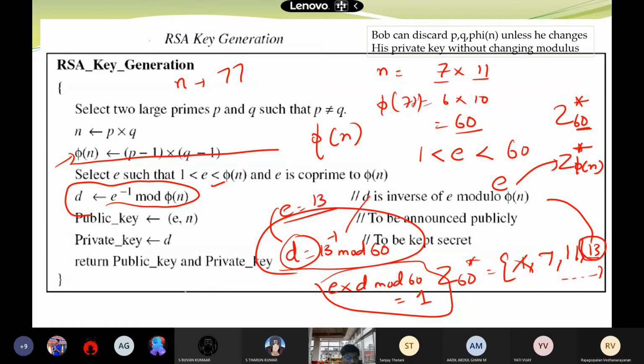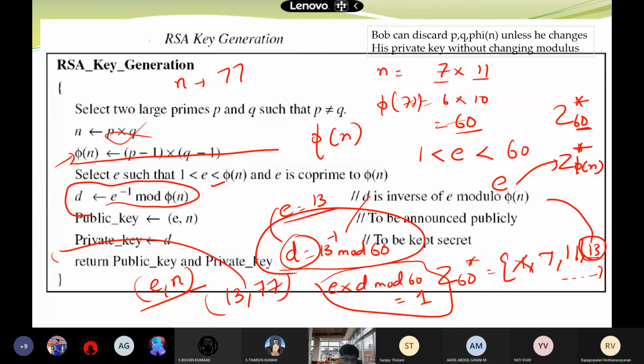Be very careful what you're sharing to the public. You have to share e comma n. This is key. What Bob is trying to share to the public, he will share 13 comma 77. Don't share phi of n value, or don't share p and q. These all should be hidden. This is what will be shared to the public.